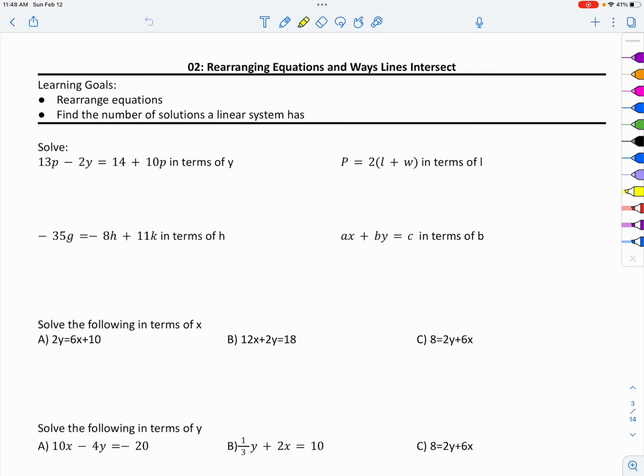Okay, this video is going to look at how to rearrange equations and then also the ways lines intersect. So the first thing, rearranging equations. This is an important skill that you do a lot of in math. You also do a lot of it in science. And basically it's just changing the equation, making the equation look different to isolate a certain variable, a certain letter.